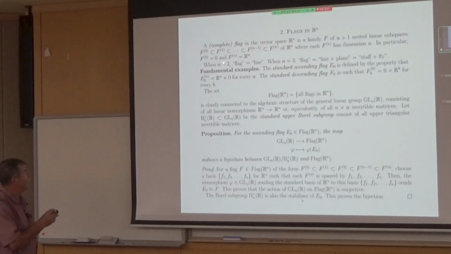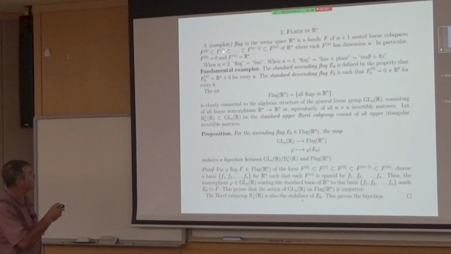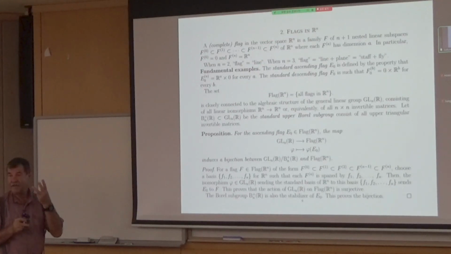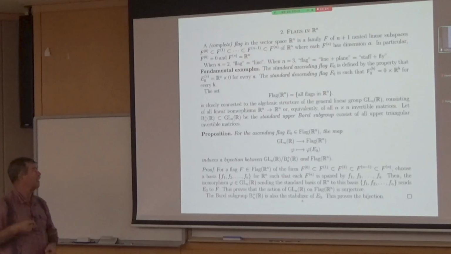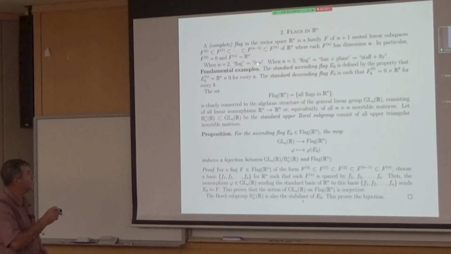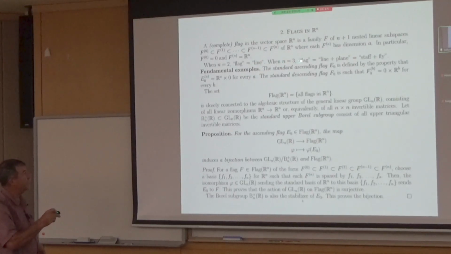Okay, so when n equals 2, you don't have much space, you cannot have too many dimensions. A flag is the same thing as a line, because there are only 3 spaces. The first one has to be 0, the last one has to be the whole space, so the only one that counts is the middle one, namely the line. When n equals 3, you need a line and a plane, the space of dimension 1 and the space of dimension 2. That's why it's called a flag.